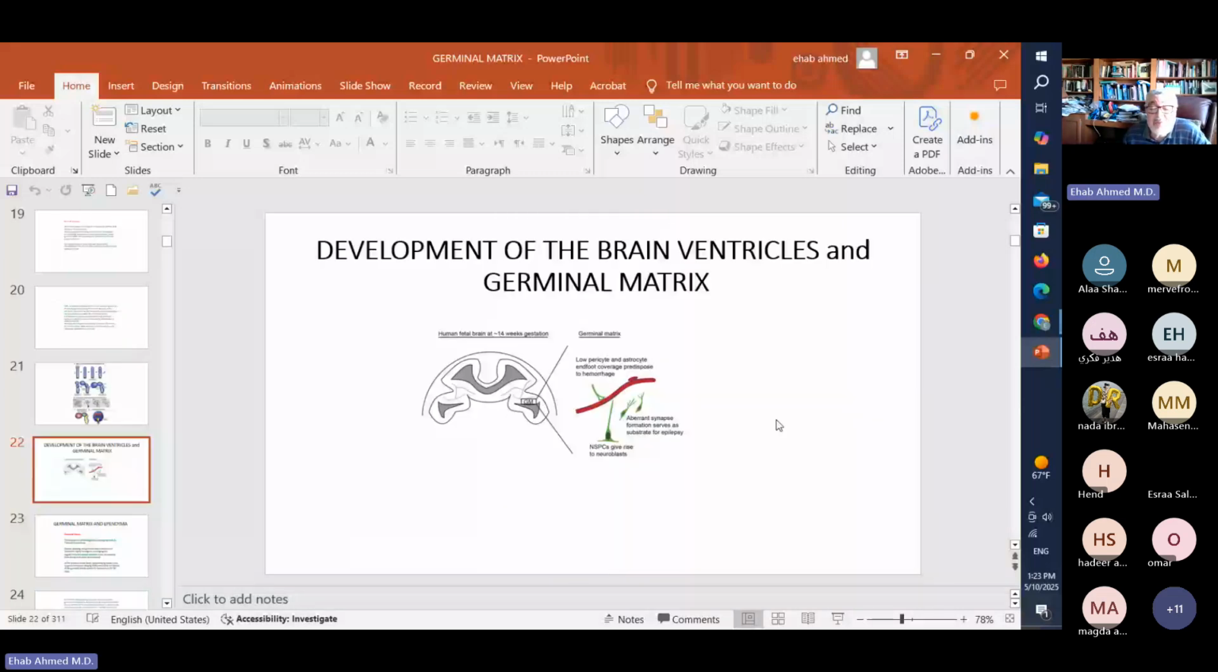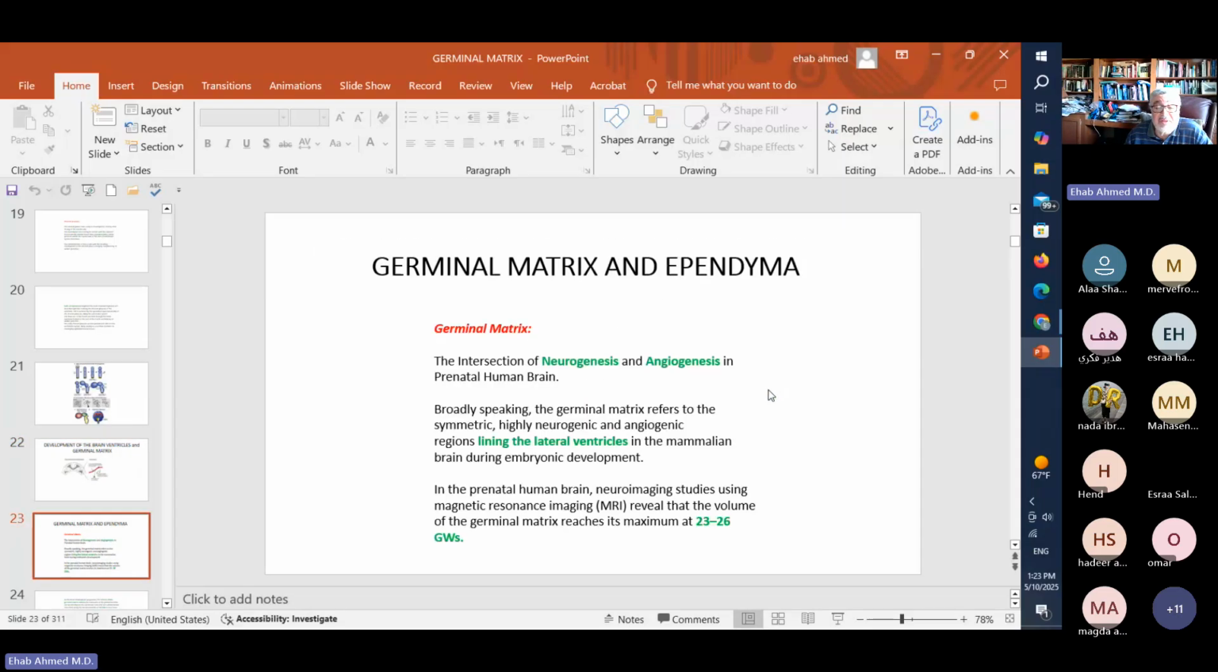And as you see, this is the illustration of germinal matrix and its relation to the surrounding structures. And in the preterm babies, it has two major functions: neurogenesis and angiogenesis, or formation of blood vessels. So, what is the germinal matrix and the ependyma? Germinal matrix is an intersection of neurogenesis and angiogenesis.